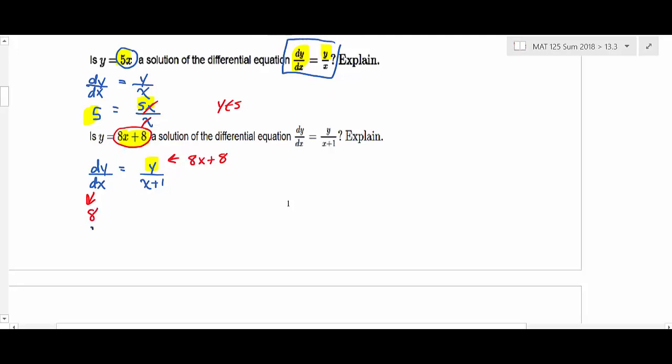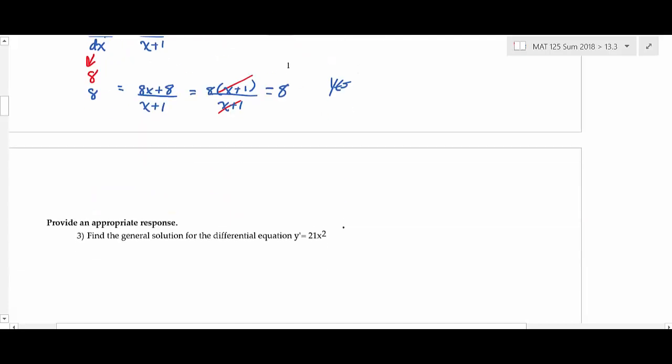Well, what we'd have is 8 is equal to 8x plus 8 over x plus 1. So we've got to see if that's right. Well, what can you do with 8x plus 8? Yeah, you can factor an 8 out. Good. So you have 8 times x plus 1. X plus 1 stays the same. Then what happens? Yeah, then you get a cancellation. So it's equal to 8. So that would be a solution of that differential equation. All right? Okay, good.